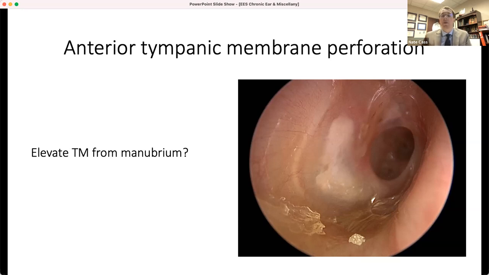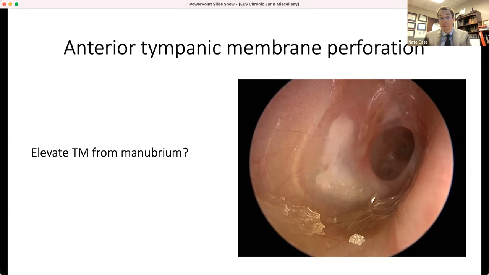Where this comes into play is if you have someone that comes in with a 15-20% posterior perforation, and they have a dry ear, they're only really concerned about hearing. That is someone I'm certainly going to try to preserve that relationship, because that's going to give you the best chance at a home run hearing outcome result.